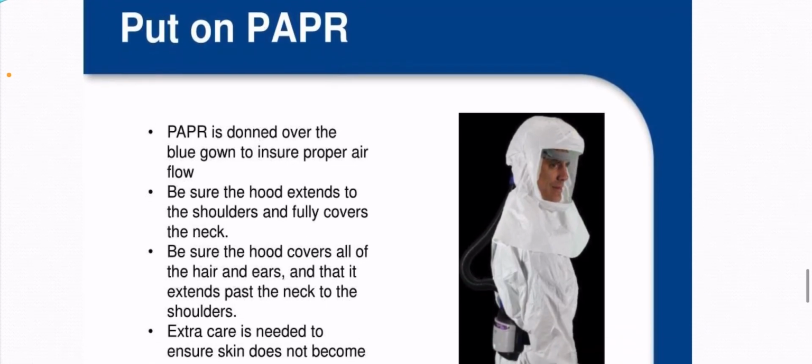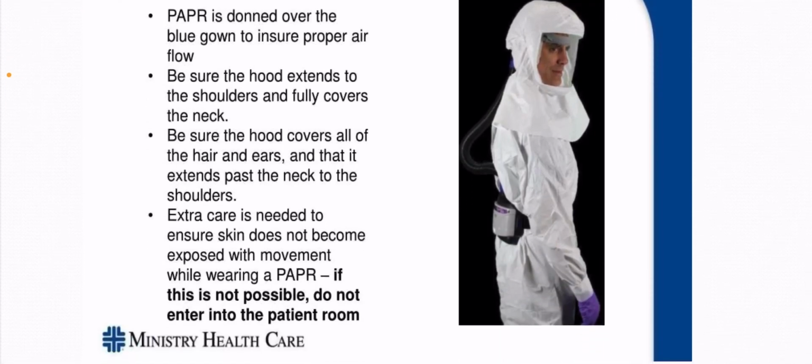This is the appearance after putting on the PAPR. You can see the picture. The PAPR hood is turned over the blue gown to ensure proper airflow. Be sure the hood extends to the shoulders and fully covers the neck. Be sure the hood covers all of the hair and ears and that it extends past the neck to the shoulders. Extra care is needed to ensure skin does not become exposed with movement while wearing a PAPR. If this is not possible, do not enter the patient room.